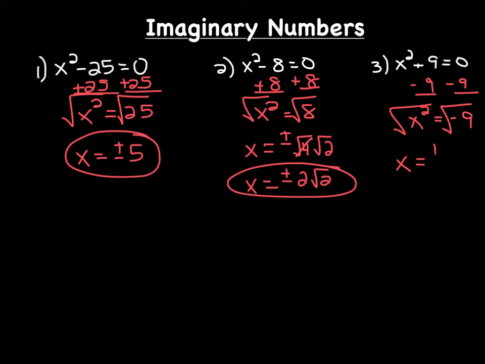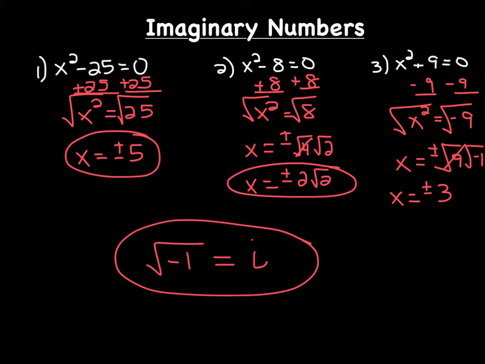If we were to, let's not forget our plus and minus, if we were to break down the radical negative 9 into radical 9 and radical negative 1, now we already know the square root of 9 is 3, and we're now going to learn that the square root of negative 1 is equal to what we call the imaginary unit, i. Okay, so this is really important here. So what's going to happen is this radical negative 1 is going to become an i. So here our answer is x equals positive and negative 3i.